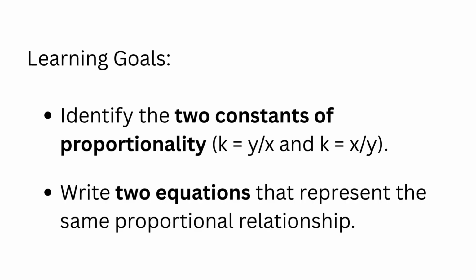Our learning goals for today are simple. 1. Identify two constants of proportionality, one for y per x and one for x per y. And 2. Write two equations that show the same proportional relationship. So basically, we're learning how to see a relationship from two different perspectives, forward and backward.